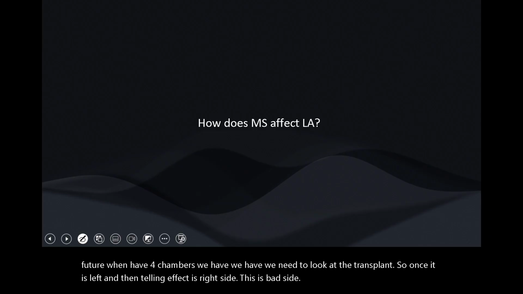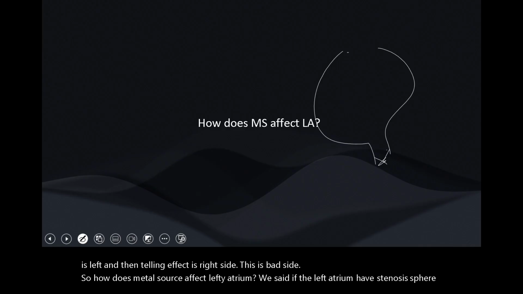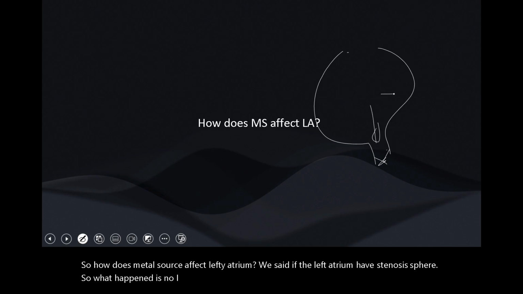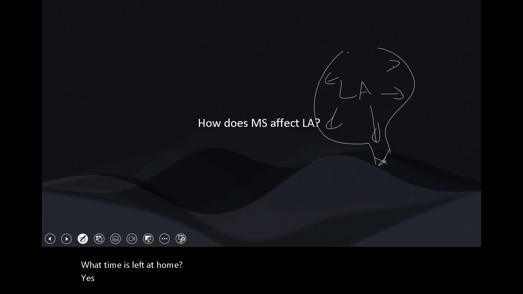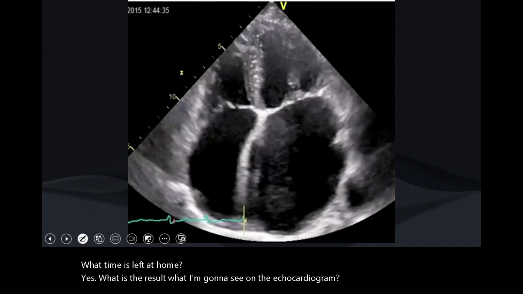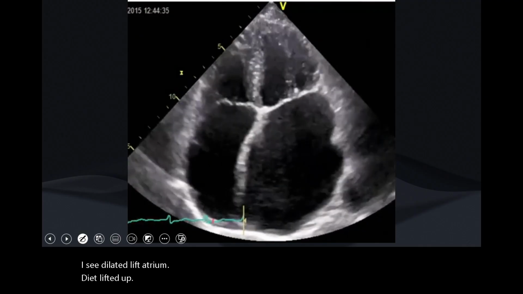So how does mitral stenosis affect the left atrium? We said if the mitral valve has stenosis, what happens is it's narrow. The blood pressure gets distributed onto the walls. What happened to the left atrium? What is the result? What am I going to see on the echocardiogram? I see a dilated left atrium. Dilated left atrium. Very big left atrium.